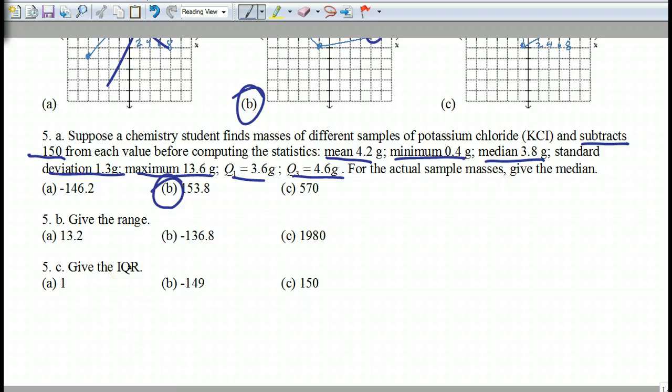Okay? Give the range. How do we find the range of a sample of these? Is it like the first and last? Yeah, so the max minus the min, right? So it'll be 13.6 minus 0.4. Okay? So that should be 13.2, and just because we added numbers to it, it doesn't change the range. Remember, when you add or subtract to all the statistics, the range stays the same. So this will be this one. Okay?